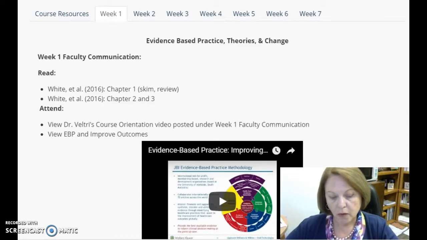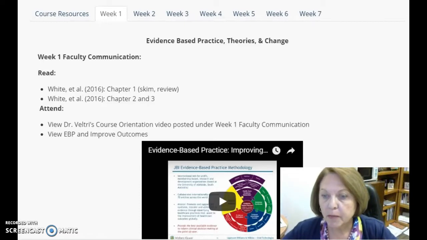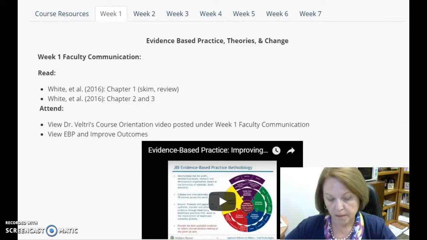The first thing you will note is that paper number 1 and 2, as well as your signature assignment, build on one another. For example, in paper number 1, you'll identify a practice issue, develop a PICO question, explore how a nurse leader would assemble an interprofessional team, and develop a literature search strategy.